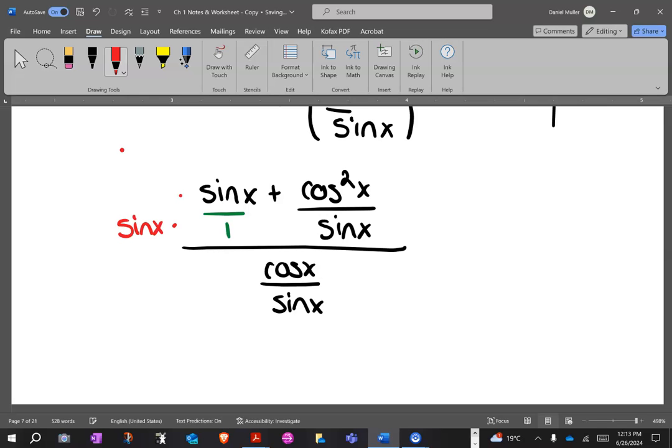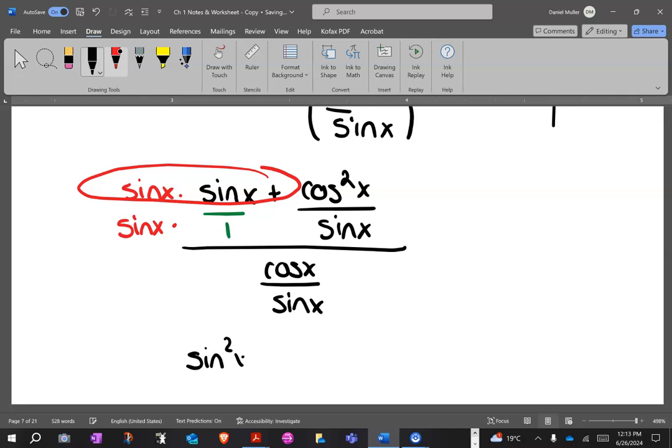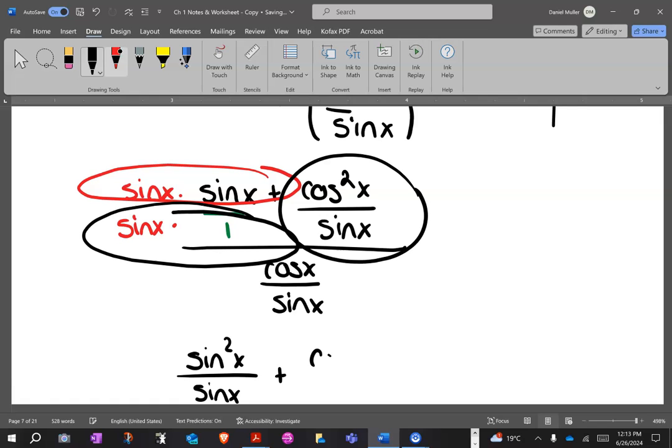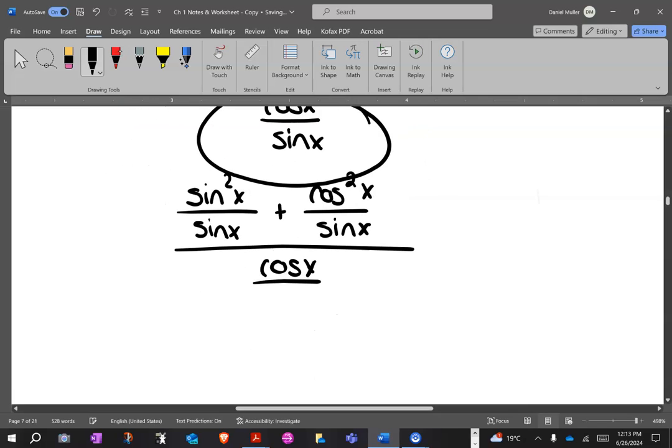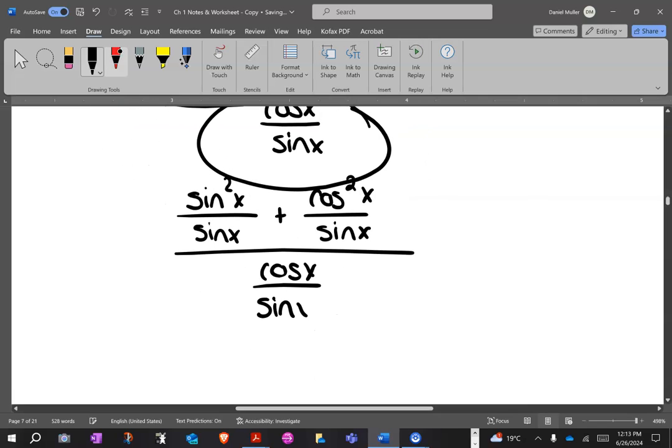So I'm going to multiply by sine x, top and bottom. So on top, I'll have a sine squared. On the bottom is just a sine x. Plus, I've got this, cos squared x over sine x, all over cos over sine. So now I can merge these two together.